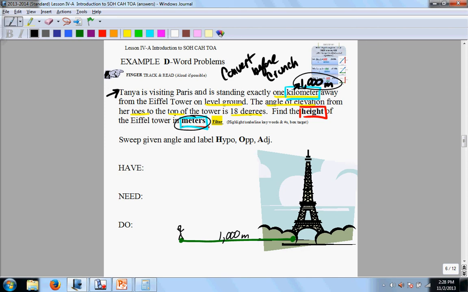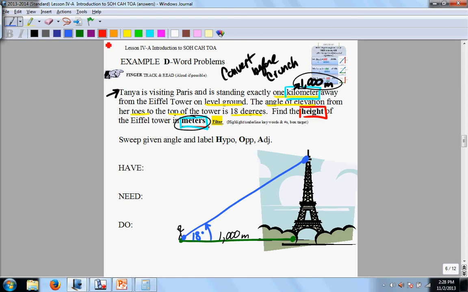The angle of elevation from her toes to the top of the tower is 18 degrees. That means from her toes to the top of the tower, there's an angle there. It's the upward facing angle. That's why it's called an angle of elevation. And that angle is 18 degrees.